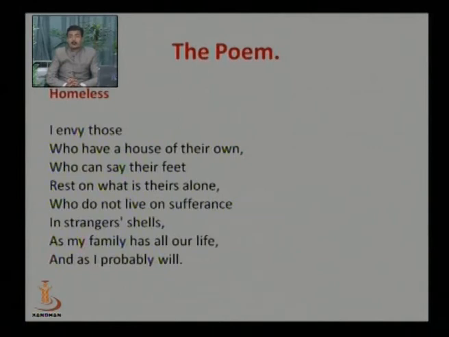Homeless is one such poem which touches all of us. We all, whether from the middle class, the lower middle class or the upper middle class, have had such an experience in life when we begin our struggle. It is a poem that speaks about the condition of a person living in a rented house, who can directly feel what the poet tries to say.